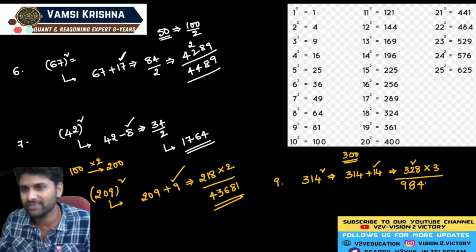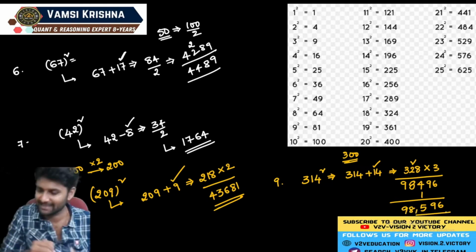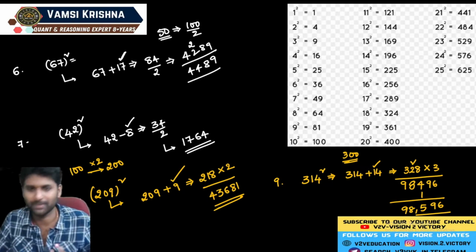You already know that 14 square is equal to 196. You have to write 2 digits and the remaining should be carried over. So the answer, 98,596, is the correct answer. Yes, very good, Manasu. Nandini, Subu.